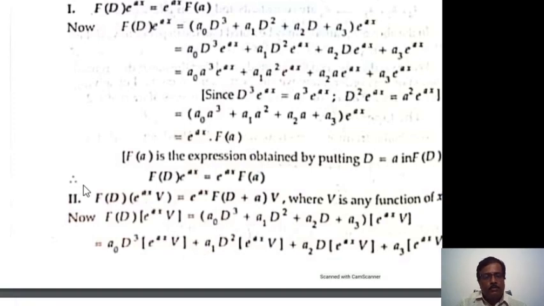Next, similarly we prove the second one. F(D) e^(ax) v is equal to e^(ax) F(D + a) v, where v is any function of x.